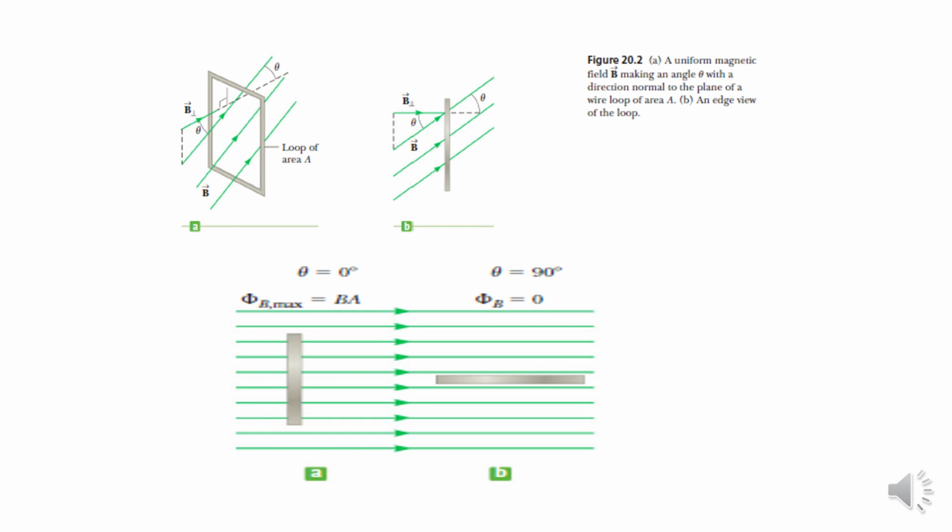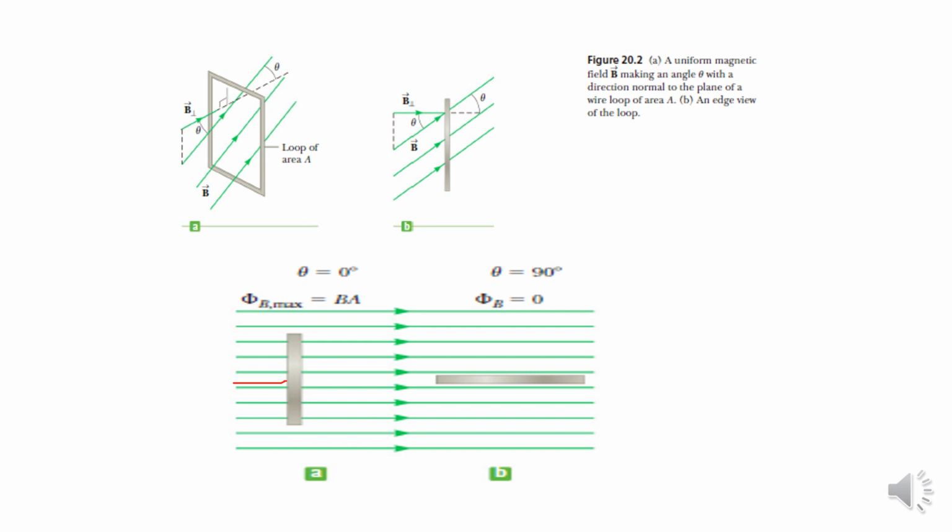Here is a plane which is perpendicular to the magnetic field. Let me draw the normal of the plane here. This is the normal of the plane. The normal of the plane is parallel to the magnetic field, meaning the normal is making 0 degrees with the magnetic field.